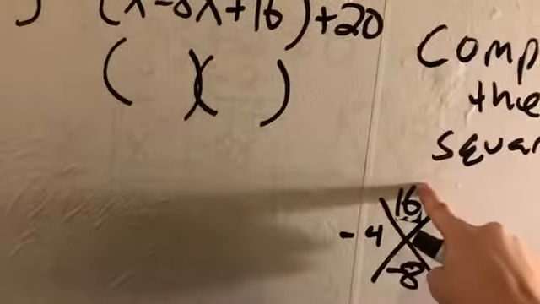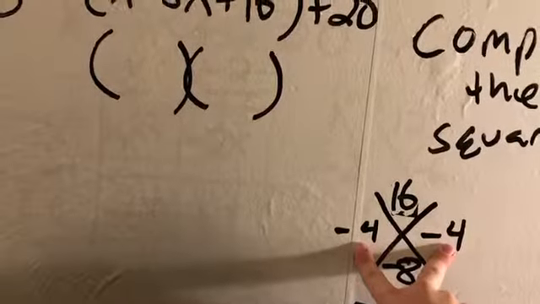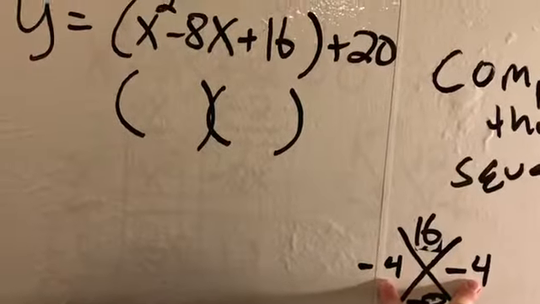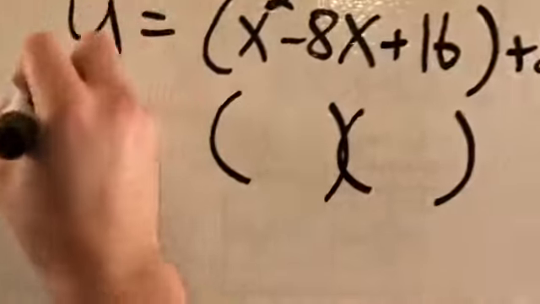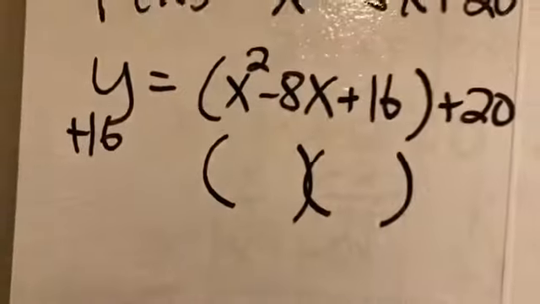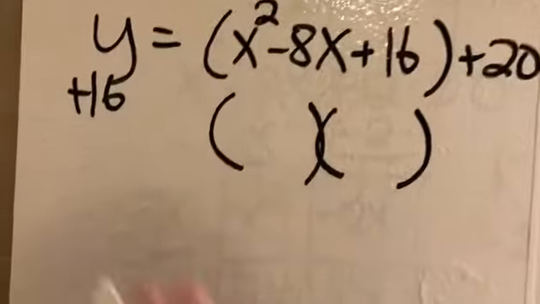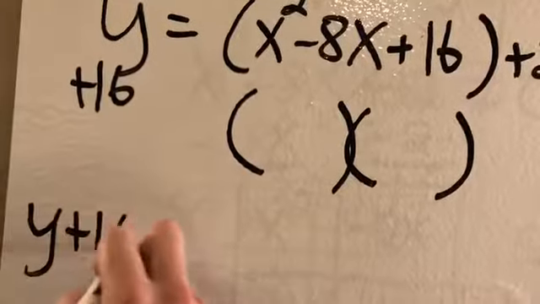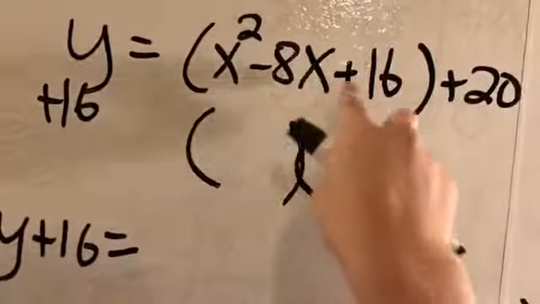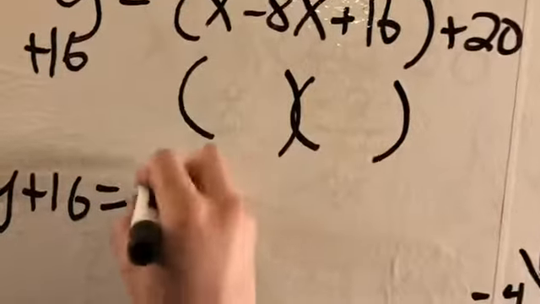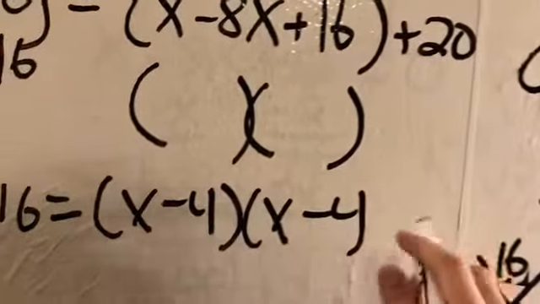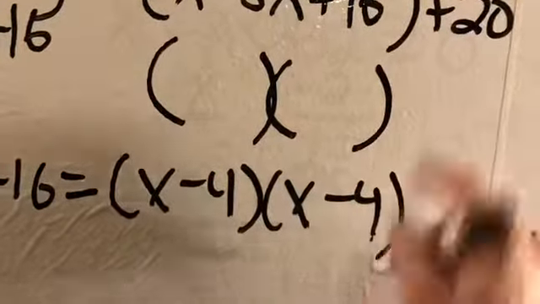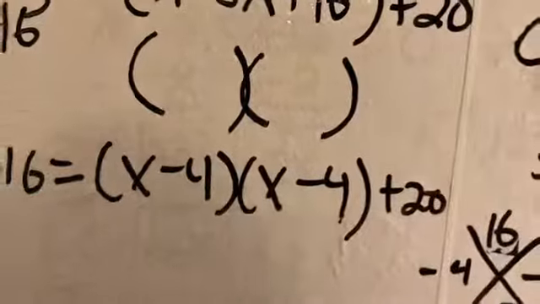If we use 16, this is going to factor into matching x minus 4's. But we have to balance. If I add a 16 on this side, I have to add a 16 on the other side to keep it balanced. So we have y plus 16 equals, and this would factor into x minus 4 times x minus 4. And we still have plus 20 at the end.